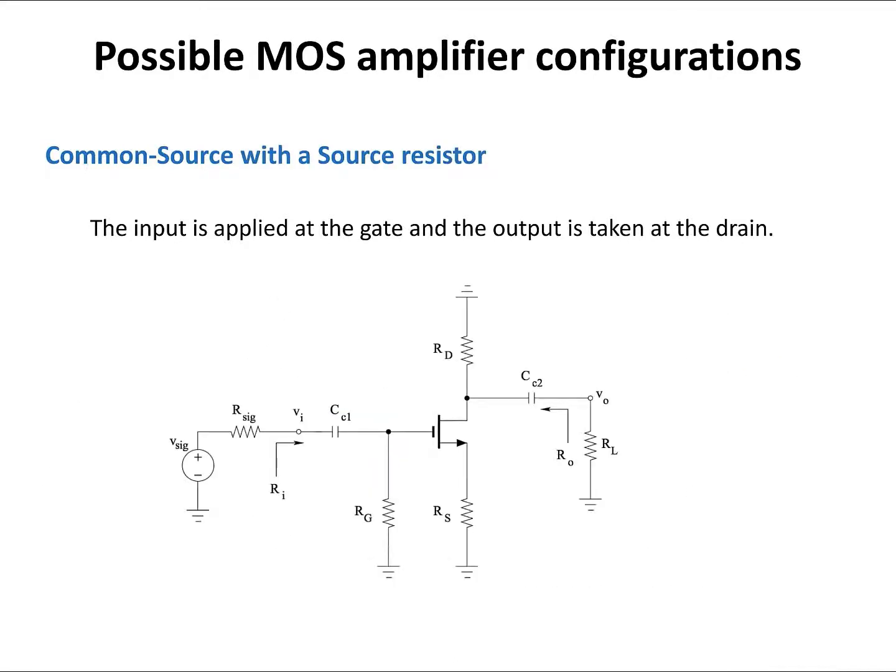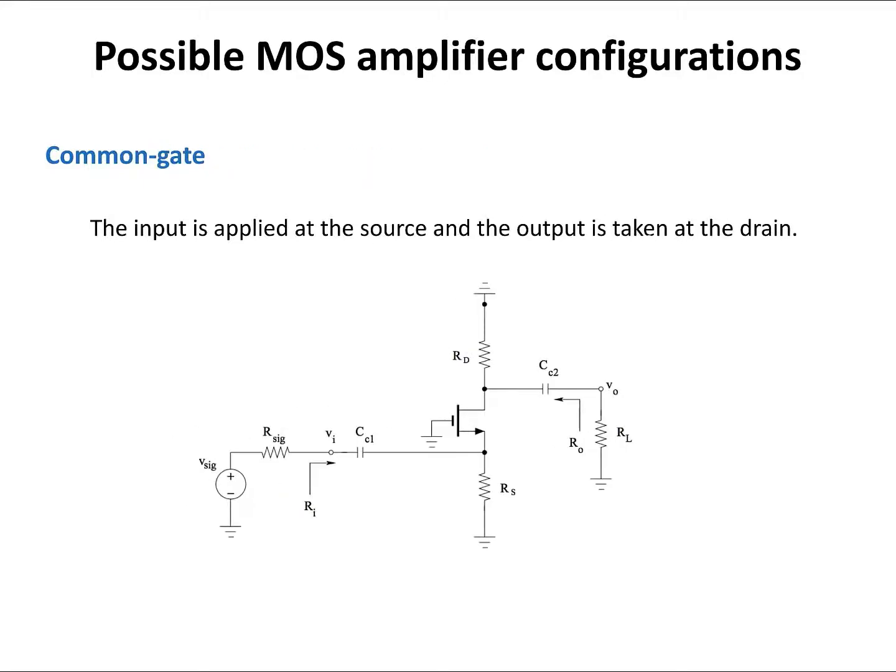The modified version of the common source configuration is the common source with a source resistor configuration. In this configuration, the input is applied to the gate and the output is taken at the drain, just like the common source configuration. But there is a source resistor connected to the source of the amplifier and it is not bypassed by the capacitor, so RS is going to be present in the signal circuit. The last configuration for the MOS amplifier is the common gate configuration, in which the input signal is applied at the source and the output is taken at the drain.